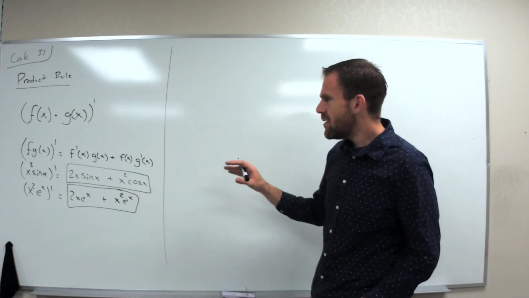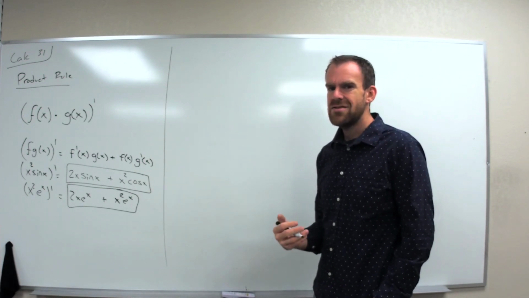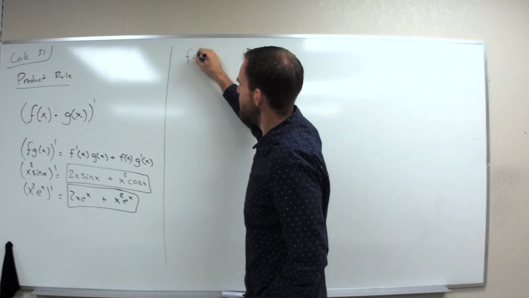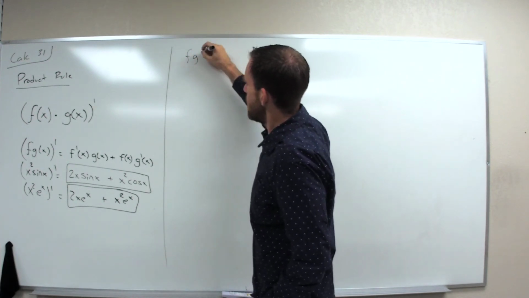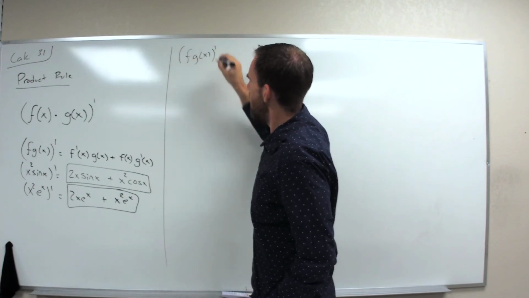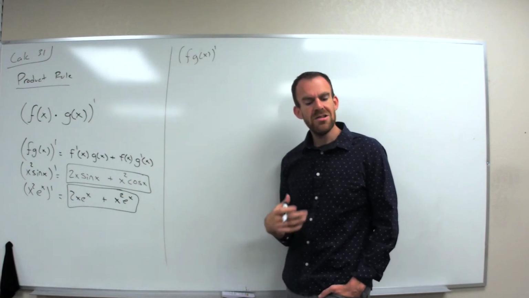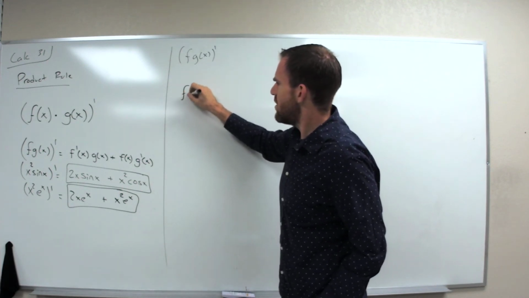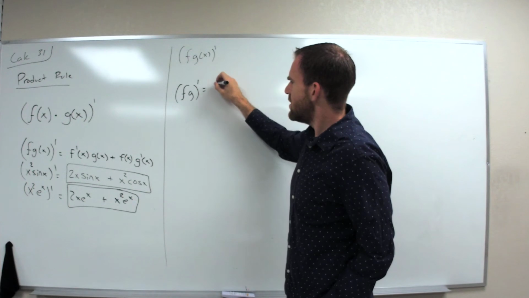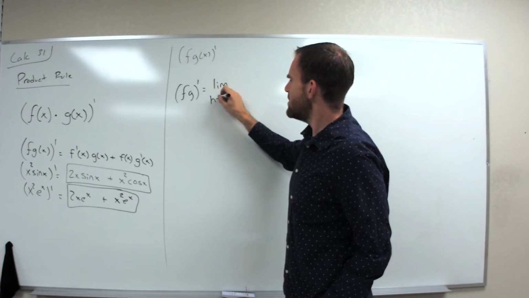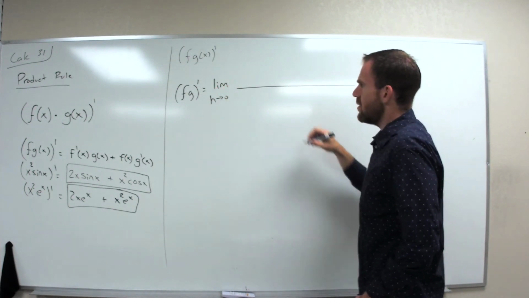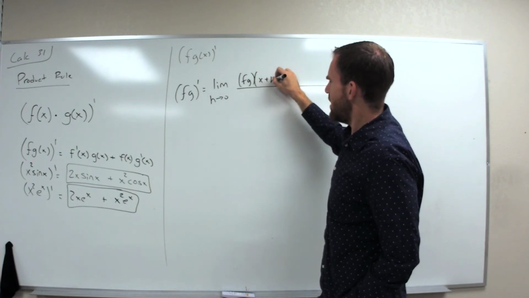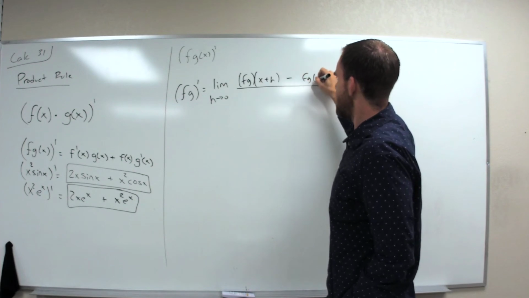So here, I'm going to prove this out for you because it's not enough just to say this is the right answer. So how would we go about a proof of fg of x prime? Well, anytime we're taking the derivative, we're likely to use the definition of the derivative. So fg prime is the limit as h approaches 0 of fg of x plus h minus fg of x.